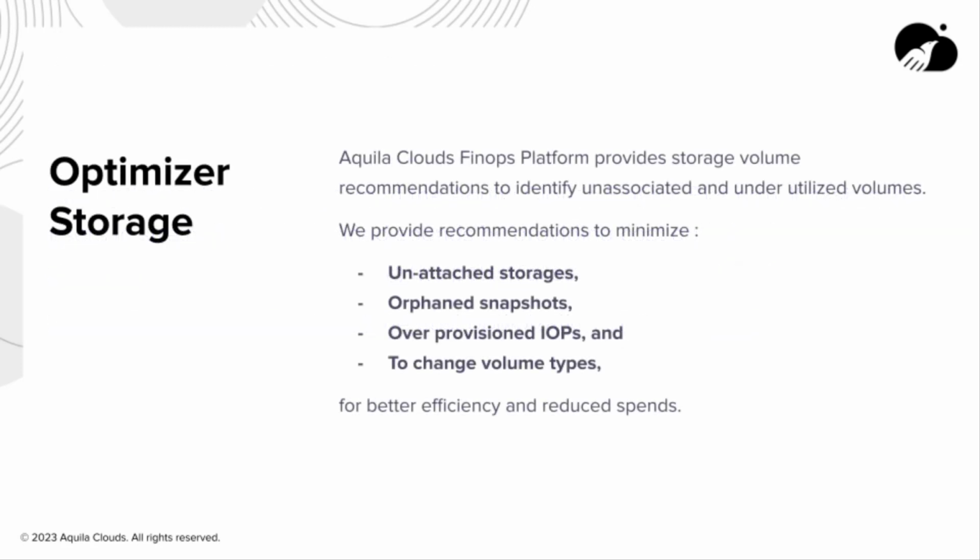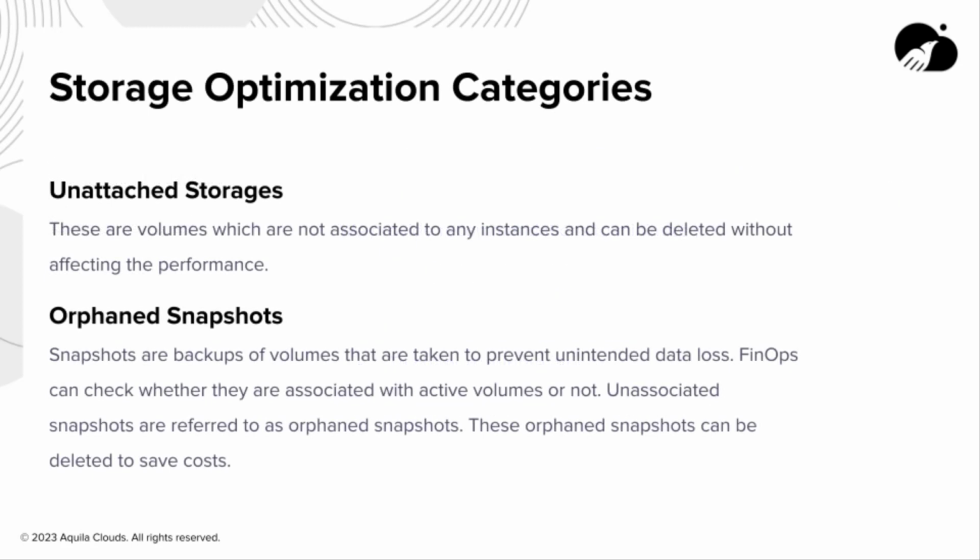Aquila Cloud's FinOps platform provides storage volume recommendations to identify unassociated and underutilized volumes. We provide recommendations to minimize unattached storages, orphan snapshots, over-provisioned IOPS, and to change volume types for better efficiency and reduced spends. Unattached storages are volumes which are not associated to any instances and can be deleted without affecting the performance.